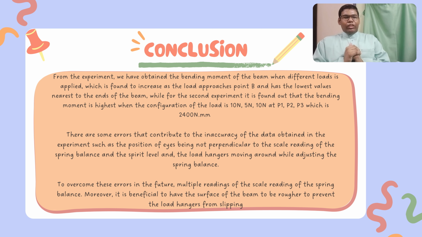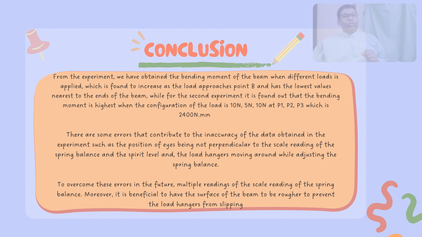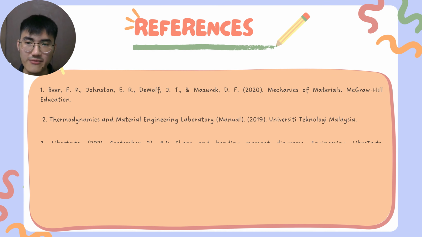And there are some errors that contribute to the inaccuracy of the data obtained from the experiment, such as the position of the eye not being perpendicular to the scale reading of the spring balance and the spirit level, and the load hangers moving around while adjusting the spring balance. To overcome these errors in the future, multiple readings of the scale reading of the spring balance should be taken. Moreover, it is beneficial to have the surface of the beam be a little bit rougher to prevent the load hanger from slipping. These are the list of references.